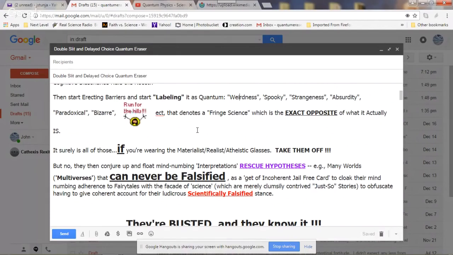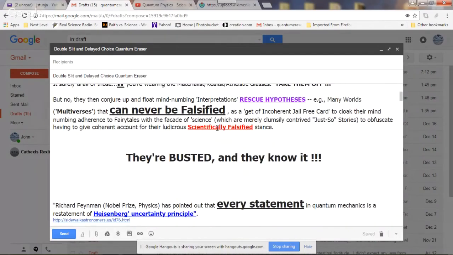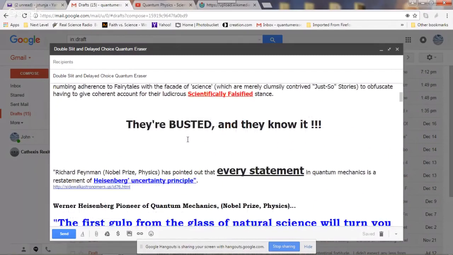For example, many worlds, the old multiverses deal, that can never be falsified, as a get-out-of-incoherent jail-free card to cloak their mind-numbing adherence to fairy tales with a facade of science, which are merely clumsily contrived just-so stories, to obfuscate having to give account for the ludicrous scientifically falsified stance. Well, they're busted, and they know it.